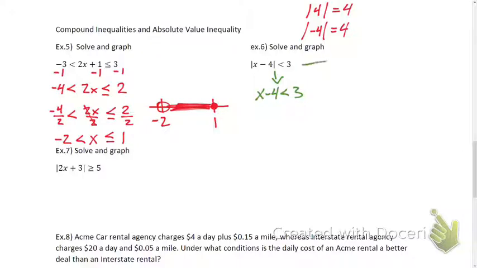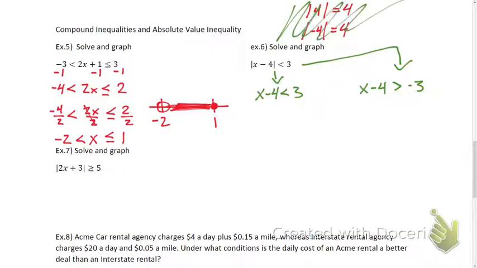But what if the inside was negative to start with? You drop the bars, write a -3, and you flip the inequality. So you have to account for both scenarios. This up here, that was just an example. You don't have to have that. It's right. It's just not really related to this one. So you still solve it the same way. You add 4 to both sides.